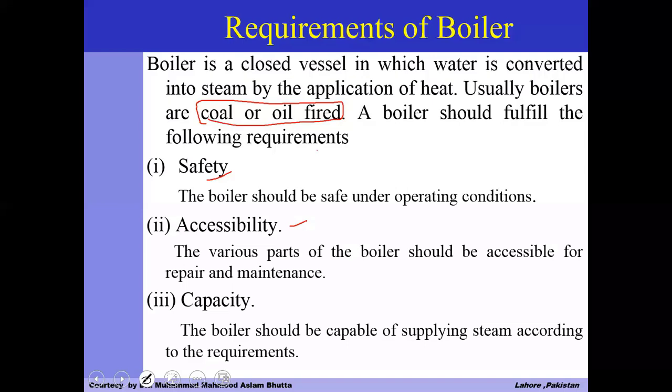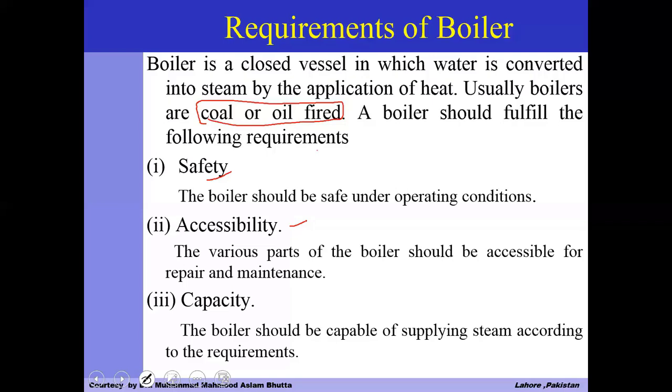The third one is the capacity. Whenever you go to the market to purchase a geyser, there are different capacities of geyser, like you can buy a 10-liter geyser, 20, 30, and different capacities, and you can buy according to your requirement. Similarly for boilers, when you are going to produce steam, capacity is the most important requirement, and this capacity should depend on the capacity of the power plant.